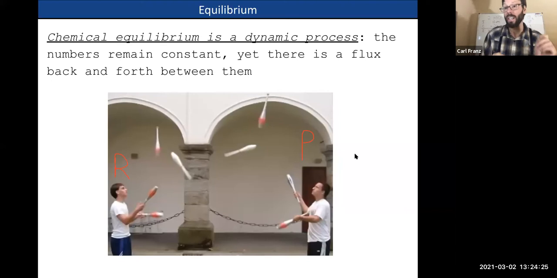The reactants are continuing to lobby those pins over to the products. And the products are continuing to lobby the pins over to the reactants. But the difference is that they're doing it at the same rate. So nothing overall changes. Okay?